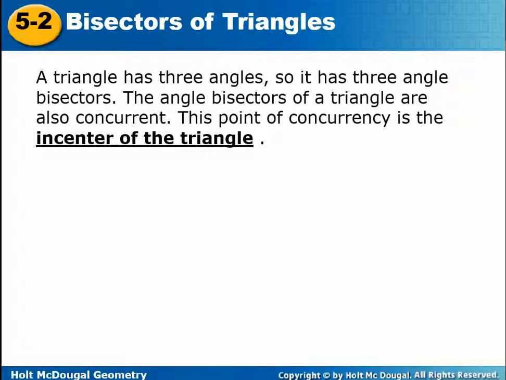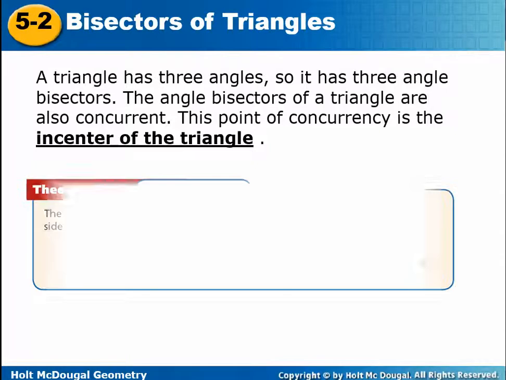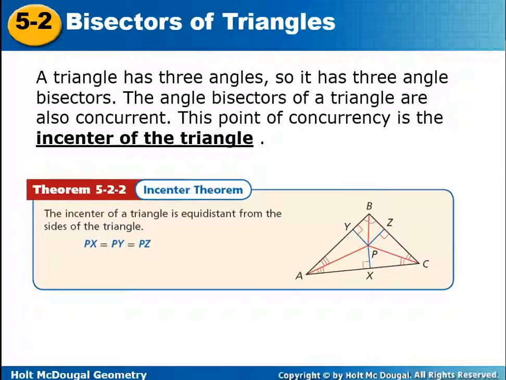Okay, a triangle has 3 angles, so it has 3 angle bisectors. The angle bisectors of a triangle are also concurrent, and this point of concurrency is called the incenter. So remember, where the perpendicular bisectors come together, that's called the circumcenter. The incenter is when the angle bisectors come together. And guess what? When you make all of your angle bisectors, and in this picture those are the red ones, the point, the incenter, P, will be equidistant from each side of the triangle.